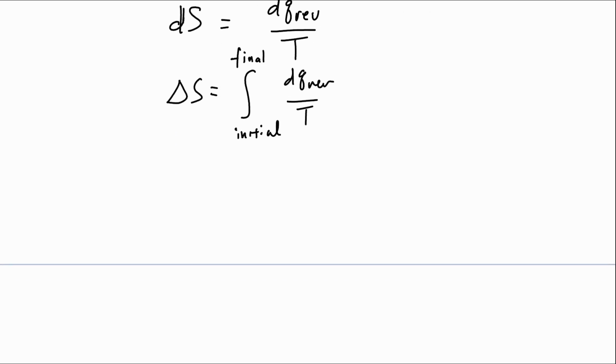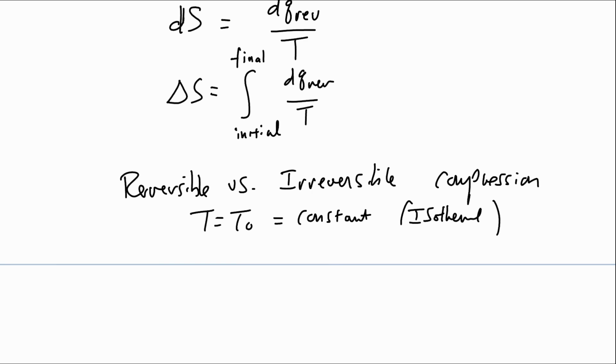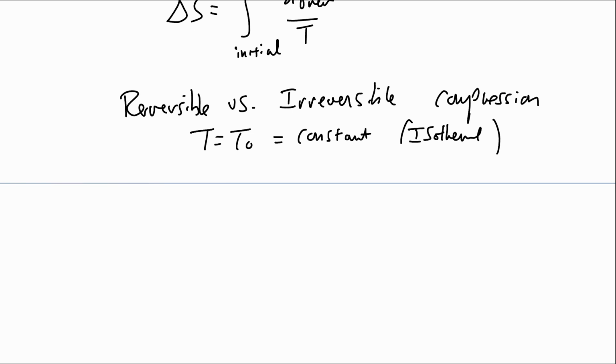And as we've seen, let's look again one more time at the reversible versus irreversible compression. And we'll have this T equals T naught equals a constant. So this is the isothermal case. And we'll just look at how this expression and how that Clausius one kind of works.